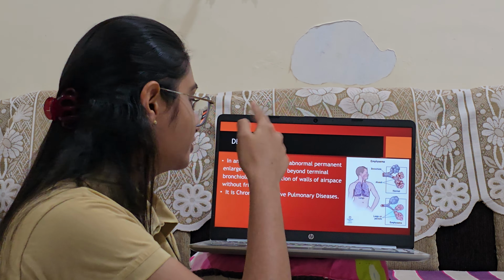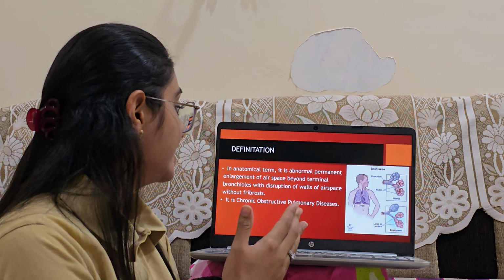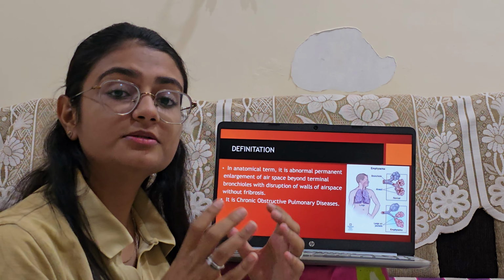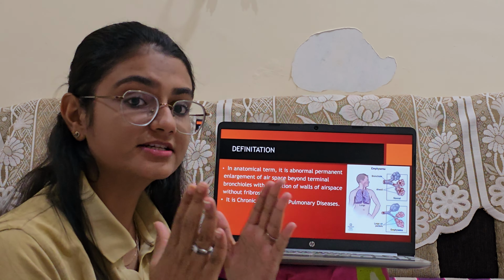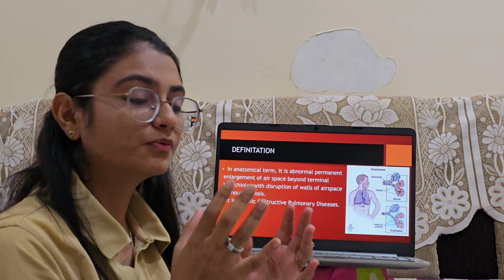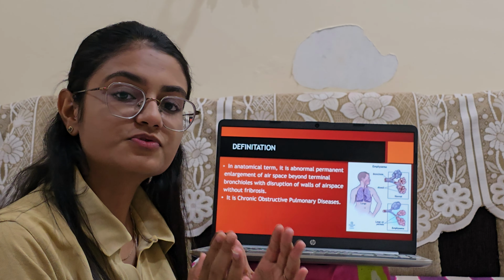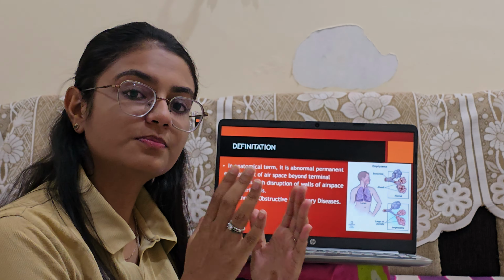Now, first of all, the definition of emphysema. What is the definition of emphysema? In anatomical terms, it is an abnormal permanent enlargement of the air space beyond the terminal bronchioles with disruption of the walls of air space without fibrosis. It is a chronic obstructive pulmonary disease.